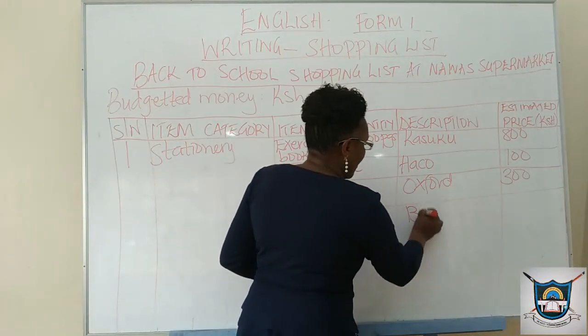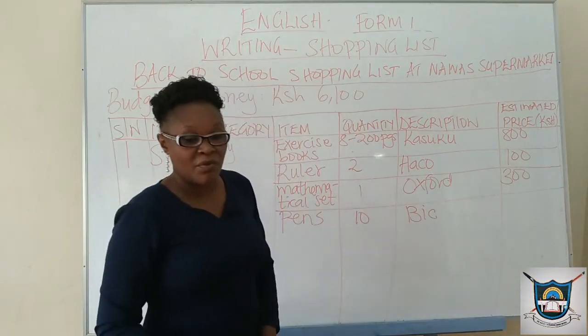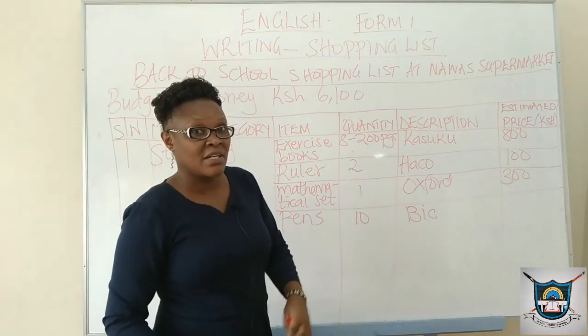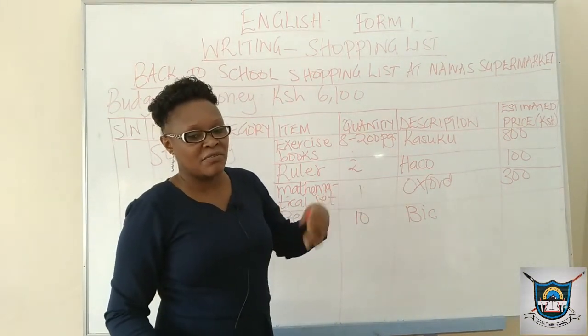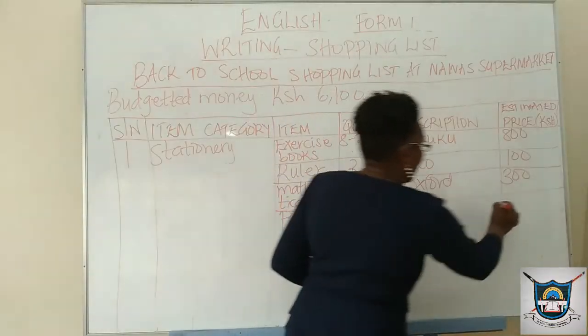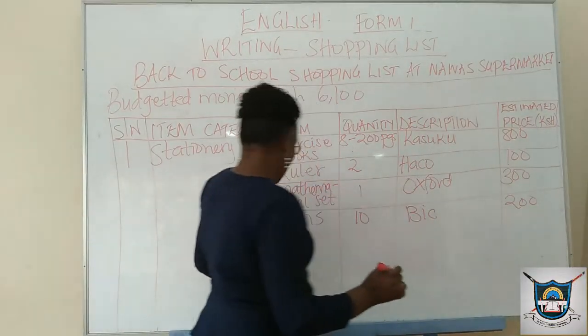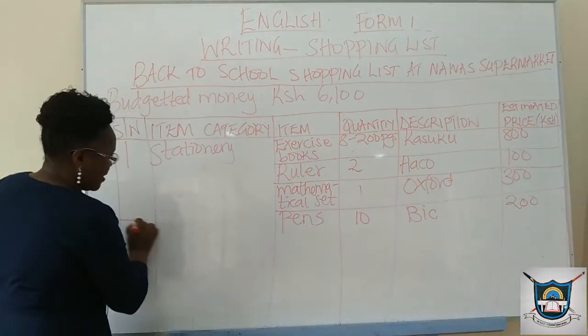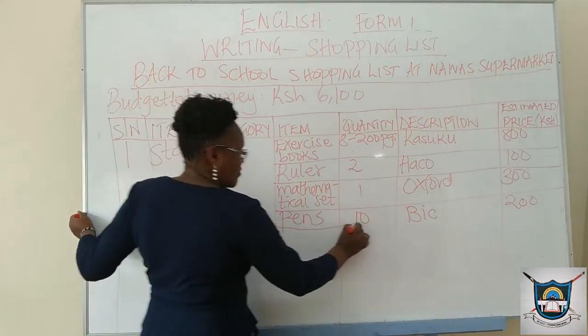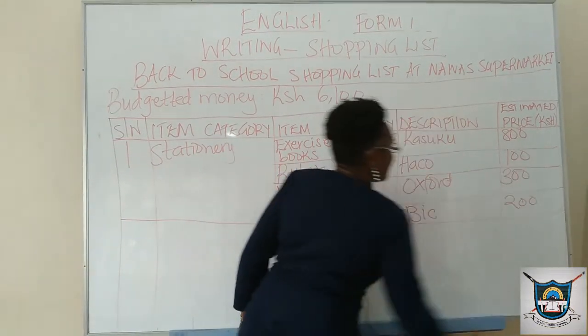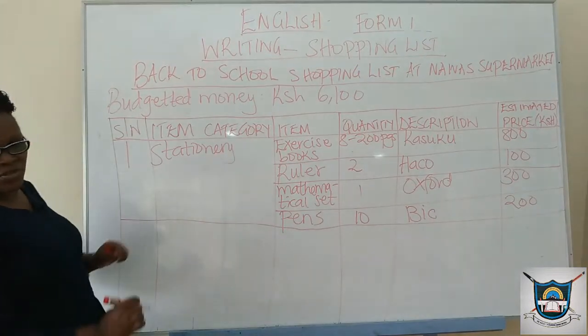We describe the pens that we want, so that when you get to the supermarket, you don't start getting confused. And the cost is 200. So we are done with the first item category, the stationery, that is what we are going to buy.